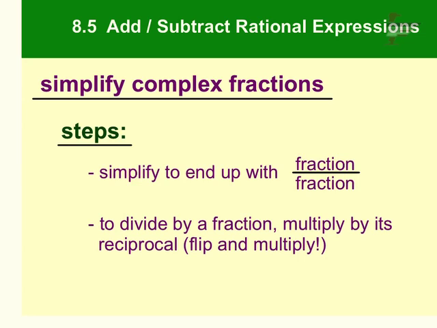Alright, the last idea for 8.5 is something called a complex fraction. So the steps for simplifying a complex fraction: you want to simplify to end up with a fraction divided by a fraction. I'll show you what a complex fraction looks like in a second, but just keep in mind I need to simplify it so I have one fraction on the top and one fraction on the bottom. Once you have that set up, then you can divide fractions. And just as a reminder, to divide by a fraction, we multiply by its reciprocal. It's that whole flip and multiply the second one.